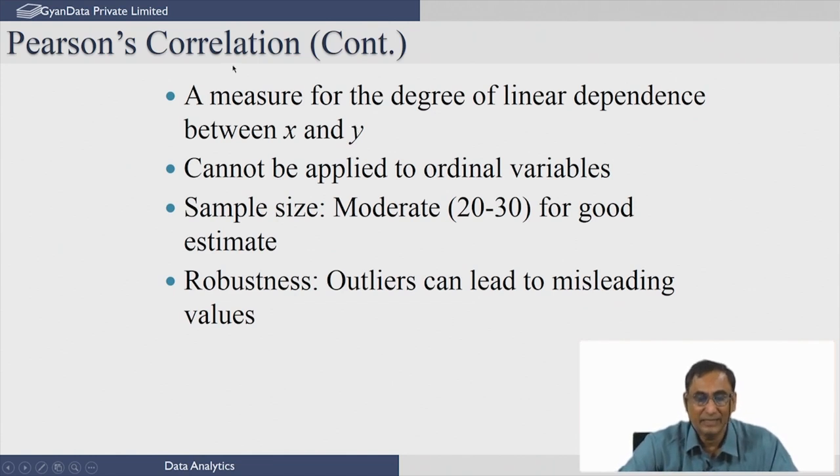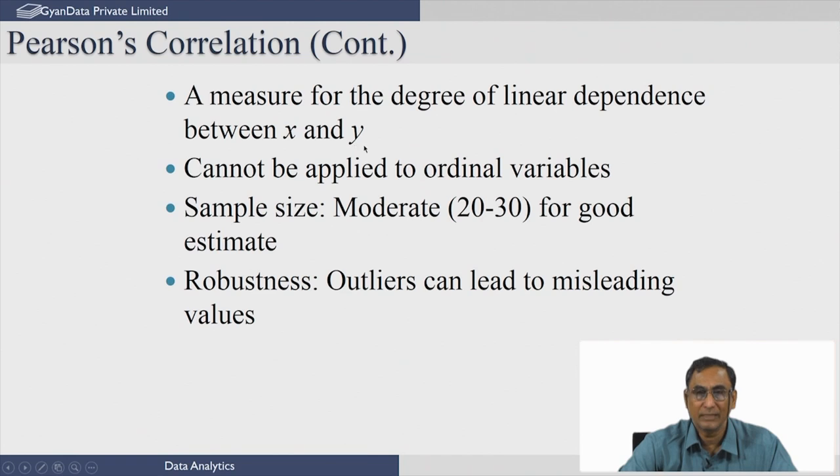The way it is defined, we can also not apply it to ordinal variables, which means ranked variables. So, suppose you have a variable where you have indicated your rating on a scale of say 0 to 10, let us say for the course. Those kinds of variables, you typically do not apply Pearson's correlation to. There are other kinds of correlation coefficients defined for what we call ranked or ordered variables, ordinal variables.